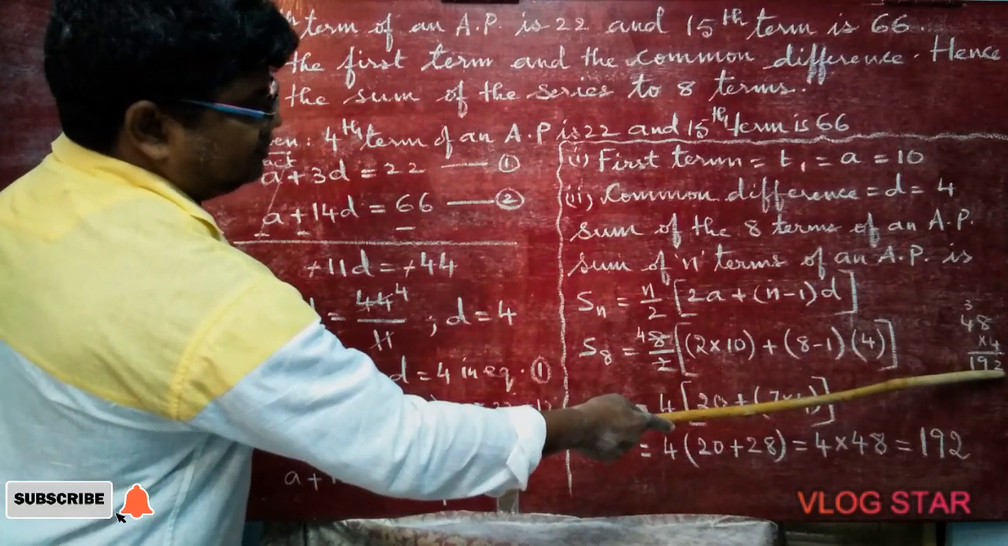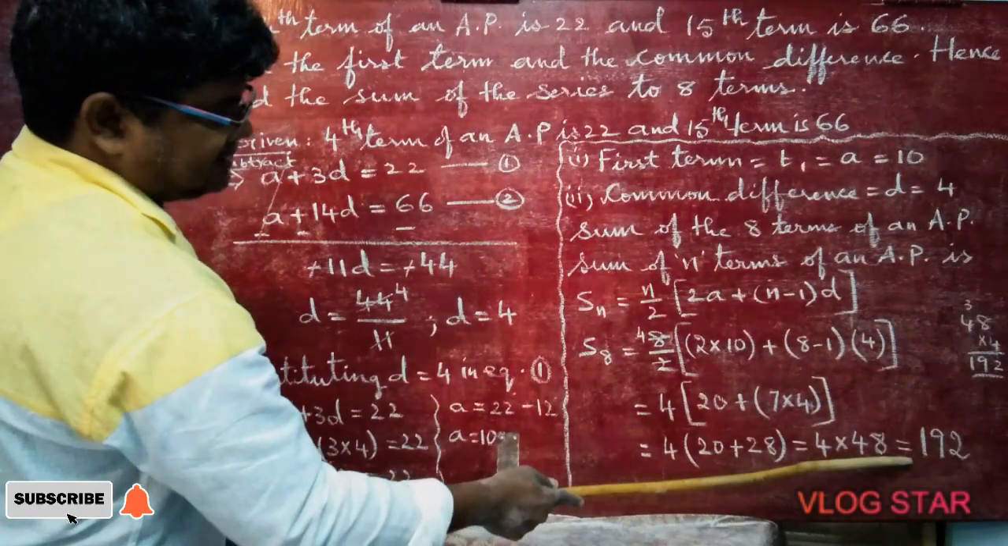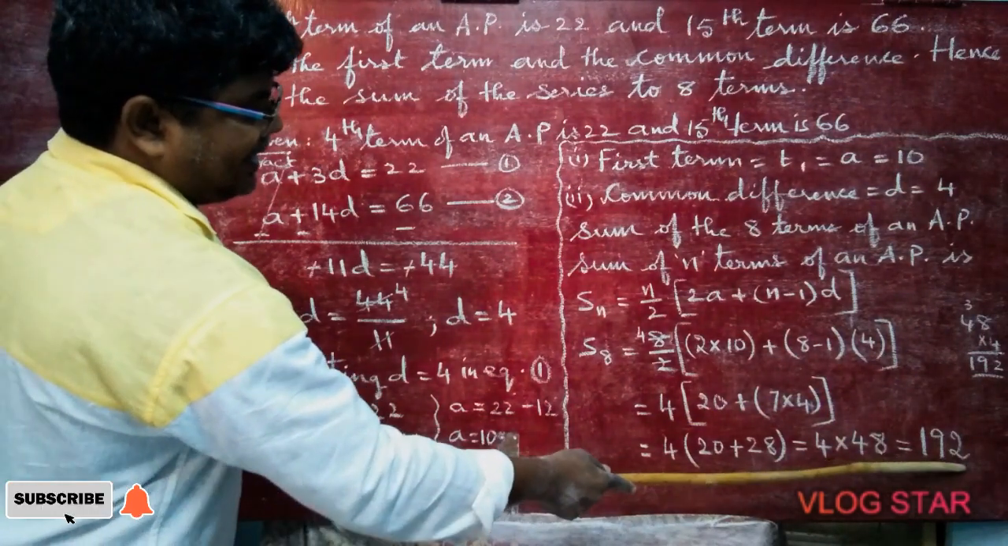4 8s are 32. 2 here, 3. 4 4s are 16 plus 3 is 19. So what is the answer, miss? 192.